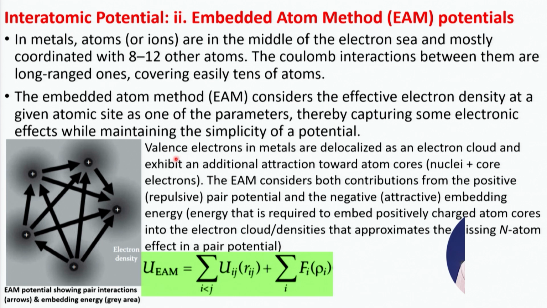Essentially in metal, valence electrons are delocalized as an electron cloud, and exhibit an additional attraction towards the ionic core. This EAM potential considers both the contribution from the positive or repulsive pair potential and also the negative or attractive embedding energy.